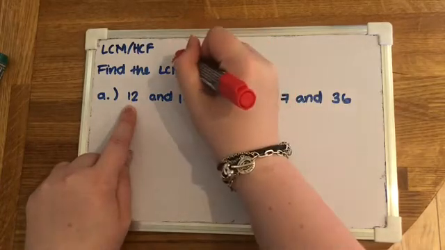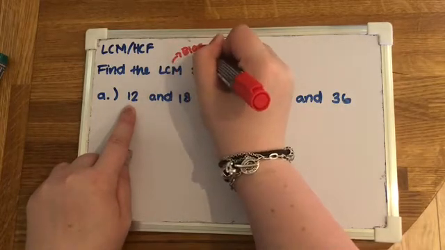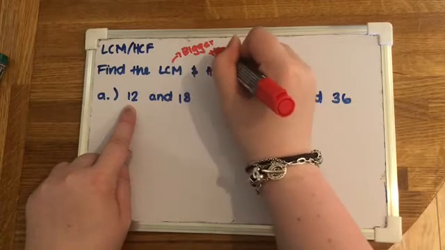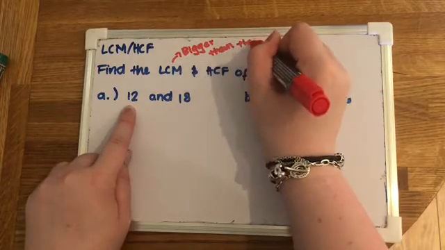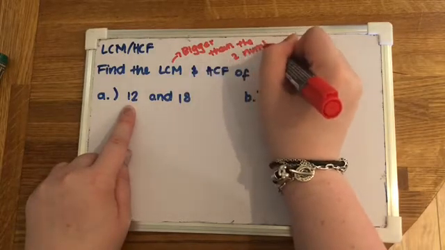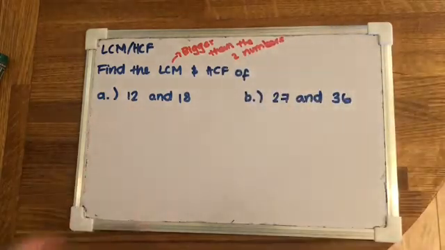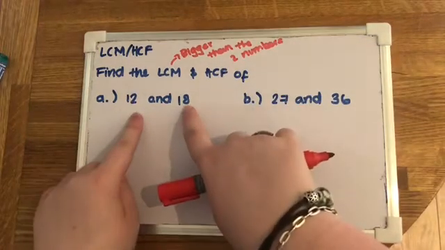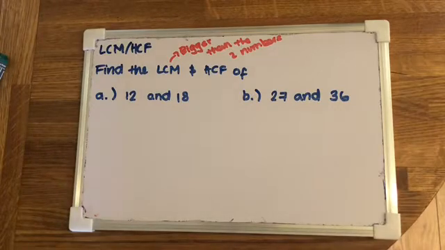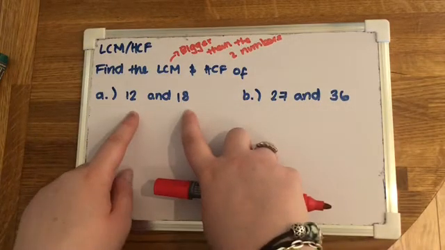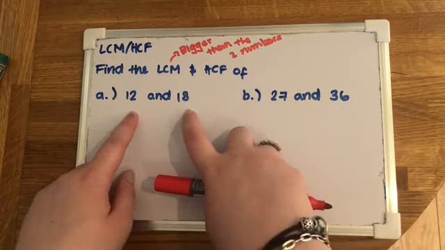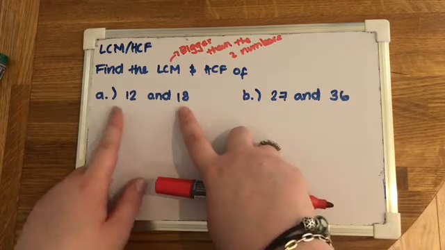So this one's always going to be bigger than the two numbers that you have. Okay, so it's the smallest number that these two both go into. So think about if you had to write down these times tables, it's the first number that you would see that appears in both of those times tables.